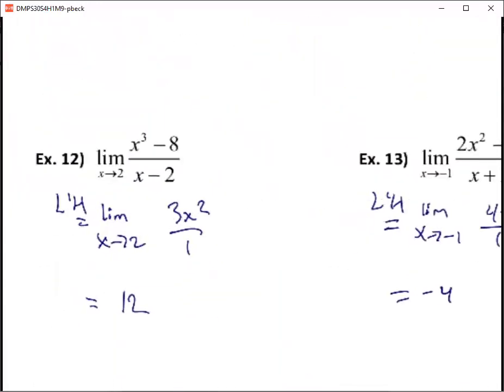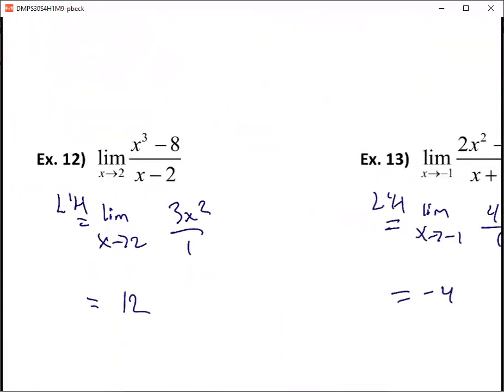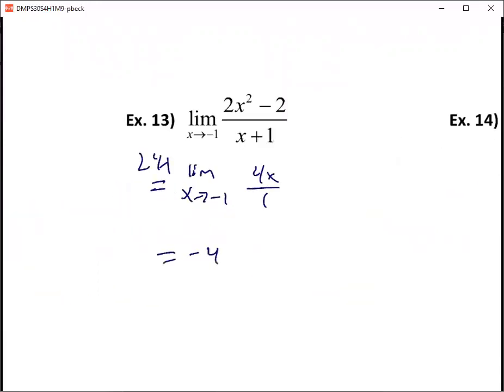Problem number 12, this is one of those that we could factor. We could use SOAP and get x minus 2 times x squared plus 2x plus 4. Or, because this is 0 over 0, L'Hopital, and we get 3x squared over 1, plug in 2, we get 12. One more time, this is something that we could factor, but now that we apply L'Hopital's rule, the derivative of the numerator is 4x, the derivative of the denominator is just 1. So as x approaches negative 1, we do get negative 4.